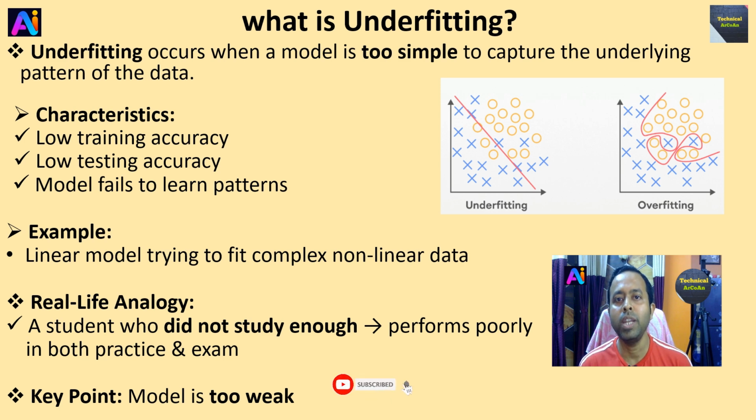Underfitting occurs when a model is too simple to capture the underlying pattern of the data. Characteristics: low training accuracy, low testing accuracy, and the model fails to learn patterns. Example: a linear model trying to fit complex nonlinear data. Real life analogy: a student who did not study enough, so performs poorly in both practice and exam. Key point: the model is too weak, and underfitting actually means high bias.